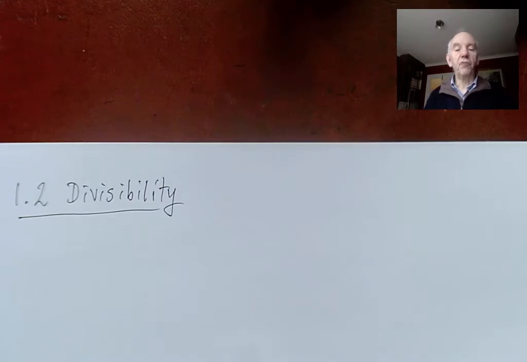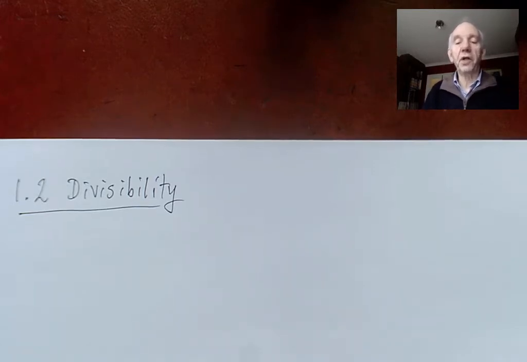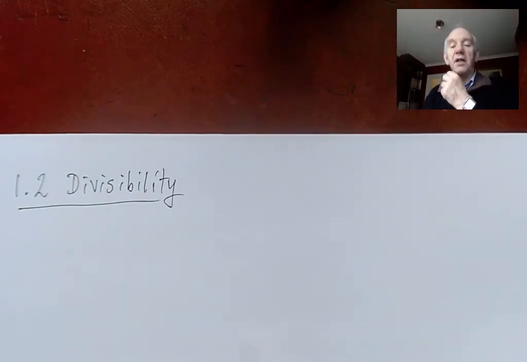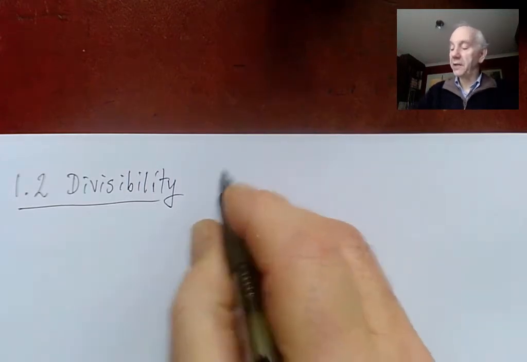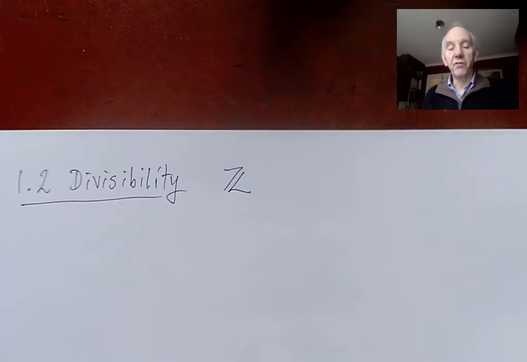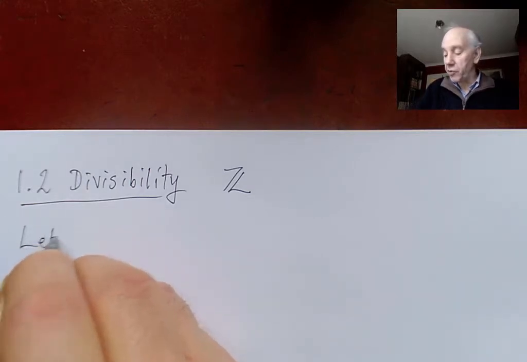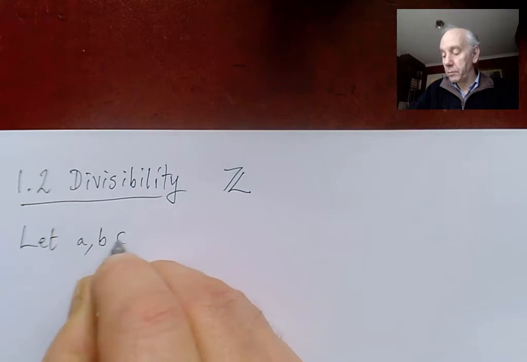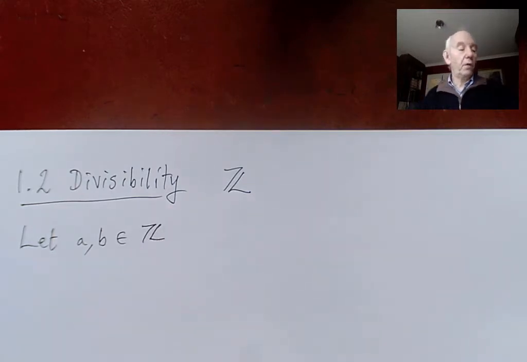So I want to remind you about divisibility of integers. Here we'll, for the most part, be talking about integers. I denote the set of integers by Z, written like that. So we're talking about positive or negative whole numbers, including 0. And let's suppose that a and b are integers. What I want to do is consider the possibility that b divides a.